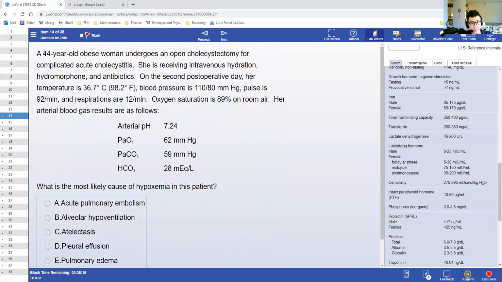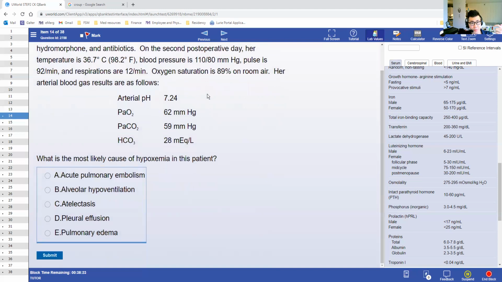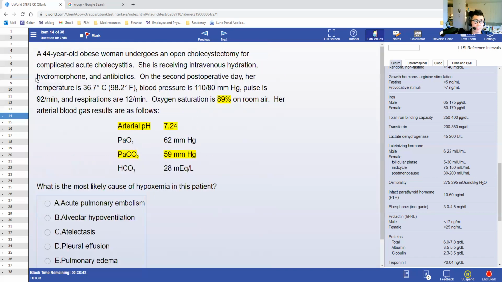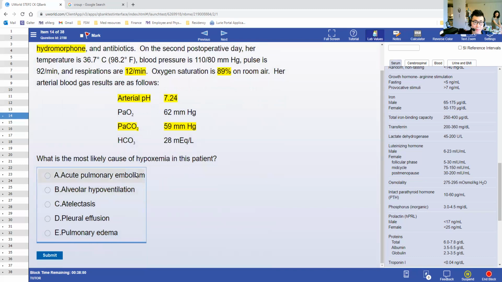Pathophysiology question. Cholecystectomy. ABG looks crap. Vitals look good, but oxygenation is bad. Really acidotic, and she's not really compensating for this acidosis. She's retaining carbon dioxide like no other. Yeah, so she's on hydromorphone, and her respiratory drive seems like it's low. It's not going to be acute. So yeah, I think it's some kind of alveolar hypoventilation.